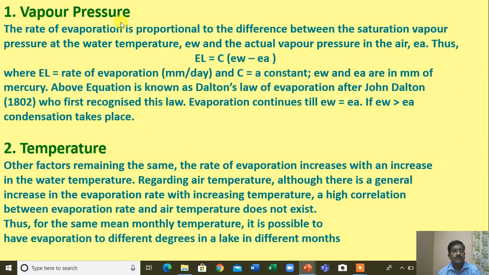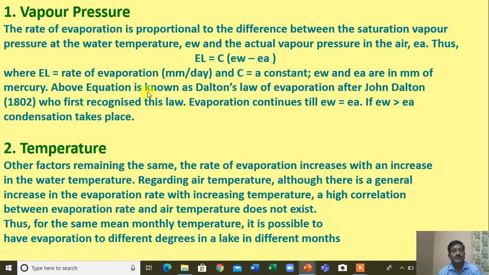First one is the vapor pressure. The rate of evaporation is proportional to the difference between the saturation vapor pressure at the water temperature, EW, and the actual vapor pressure in the air, EA. Thus, EL is equal to C into (EW minus EA), where EL is the rate of evaporation in millimeter per day and C is a constant. EW and EA are in mm of mercury. Remember this always, EW and EA are in mm of mercury.